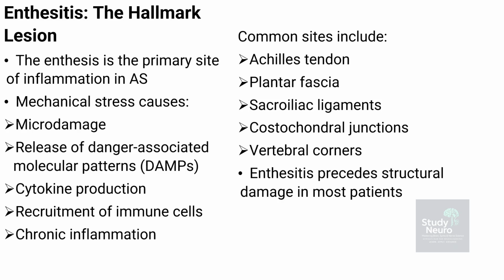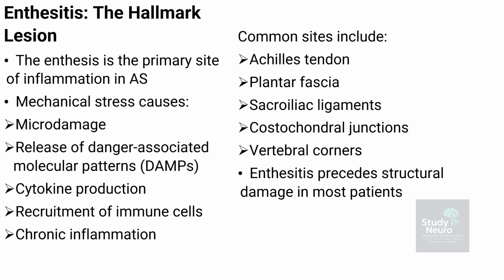The hallmark lesion in ankylosing spondylitis is enthesitis, which is inflammation where a tendon or ligament attaches to bone. This is the earliest and most important site of disease activity. Mechanical stress plays a major role in triggering this process, because repeated loading of these attachment sites can cause tiny areas of tissue injury, release danger signals from damaged cells, and stimulate the production of inflammatory cytokines that attract immune cells and maintain chronic inflammation over time. This is where the disease begins.